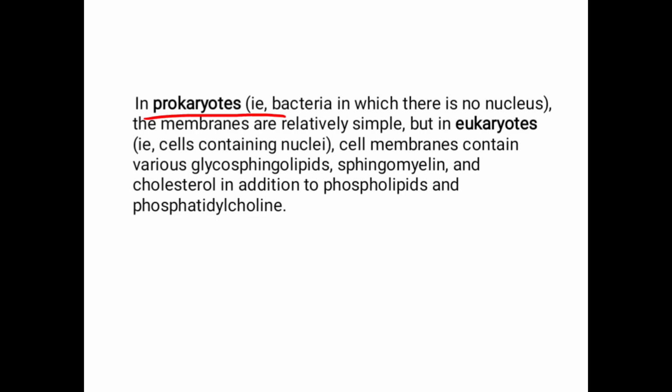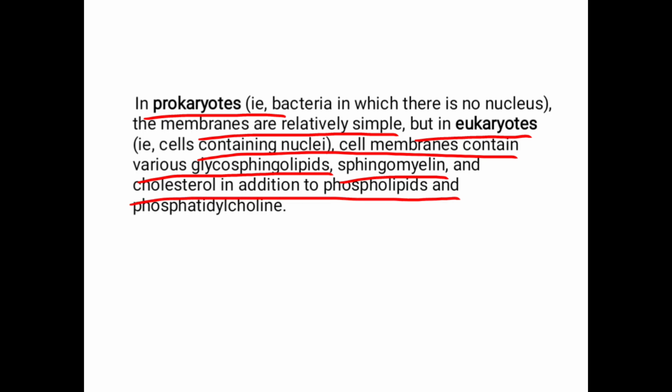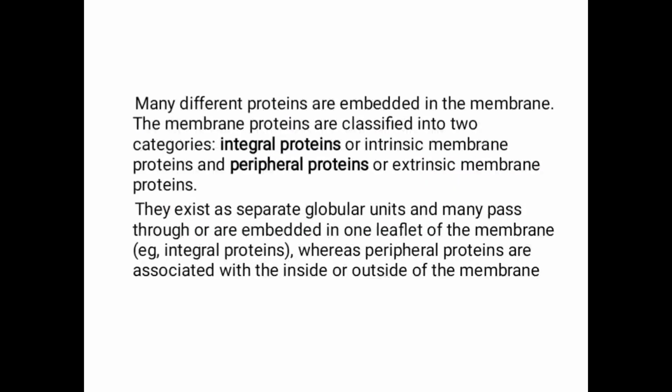In prokaryotes, like bacteria, in which there is no nucleus, the membranes are relatively simple. But in eukaryotes, that is the cells which contain nuclei, the cell membranes contain various sphingolipids, sphingomyelin, and cholesterol in addition to the phospholipids and phosphatidylcholine. Many different proteins are embedded in the membrane.